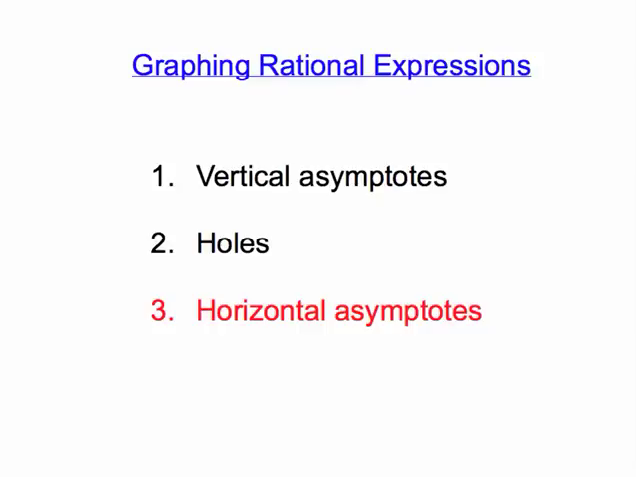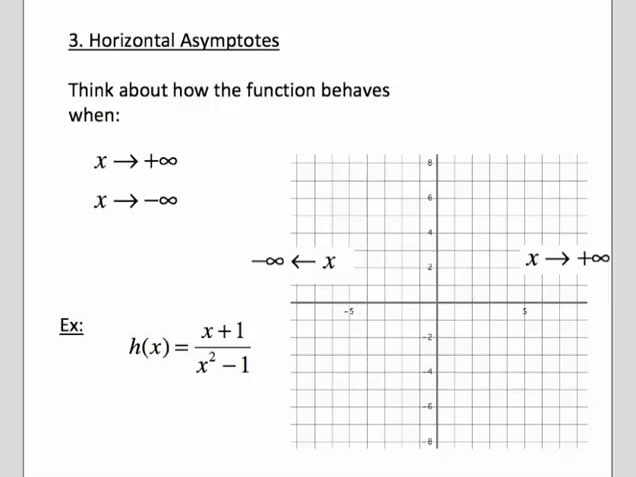In the previous two videos, we considered how vertical asymptotes and holes in the graph can arise when we're graphing rational expressions. Now we're going to consider how horizontal asymptotes arise. To think about horizontal asymptotes, we have to think about how the function behaves as x becomes a very large positive number and as x becomes a very large negative number, or as x moves towards positive infinity and as x moves towards negative infinity.